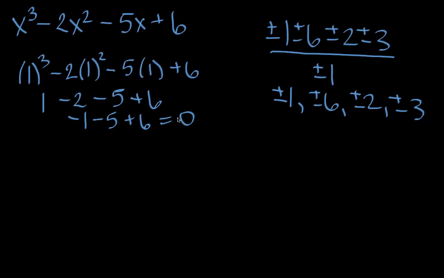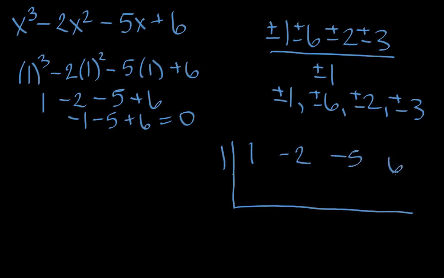To find the others, instead of plugging the rest of these numbers in, which could take a while, we can use synthetic division to break down our equation. So to set this up, we draw the 1 and then this L-shaped half of a box. And you write the coefficients of your equation in the top portion. So we have 1, negative 2, negative 5, and 6.